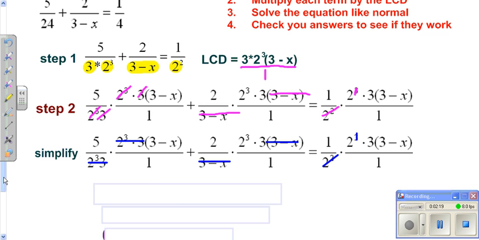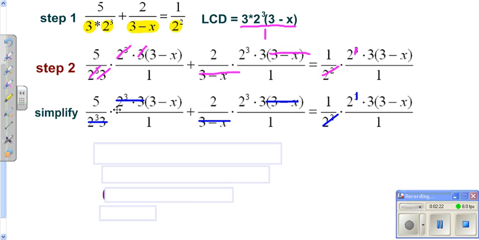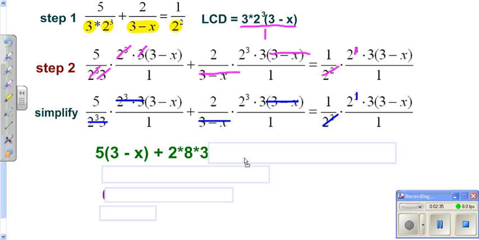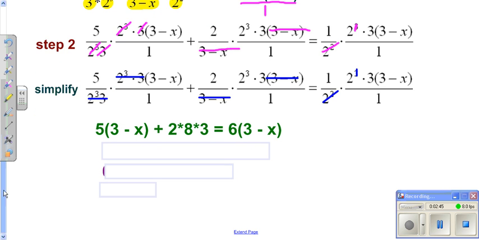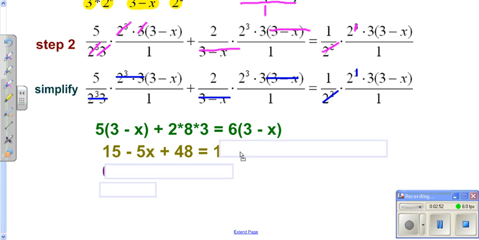So then you want to work with what you have left. You're left with a 5 times the parentheses with no denominator other than 1, plus, and then you have a 2 times a 2 cubed times a 3 with no parentheses, your equal sign, and then you just have your 2 times your 3 times your parentheses with no denominator. And most people will find this red equation easier to go ahead and solve. So we could distribute through the 5, figure that out, equals distribute through your 6.